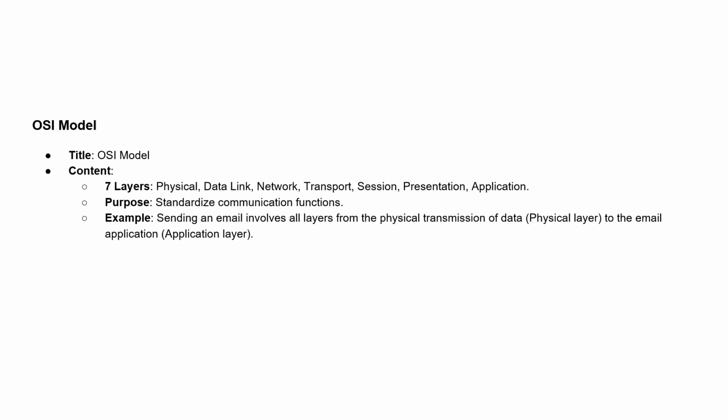So here, if you can see in the OSI model, we have 7 layers. What are those? Physical, data link layer, network layer, transport layer, session layer, presentation layer and application layer. The purpose, as I mentioned, is to standardize the communication functions over a network. The example given is sending a letter to a friend who lives in a different city through a postal service. I'll tell you the real-time scenario, and I will also cover how it works from a network perspective.